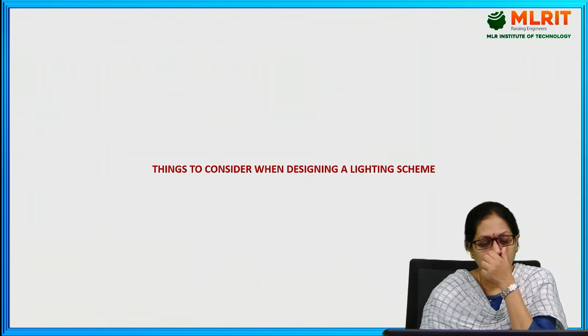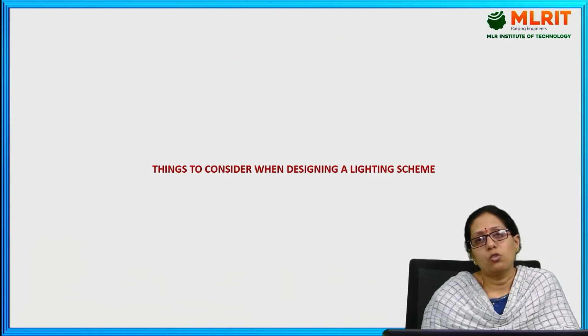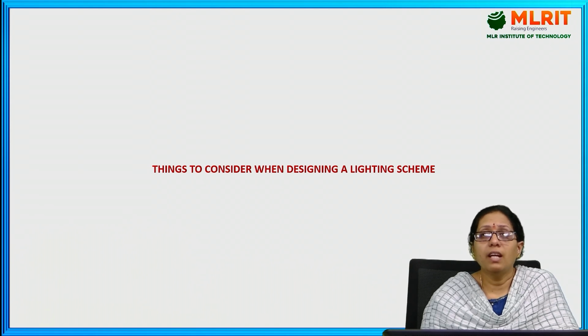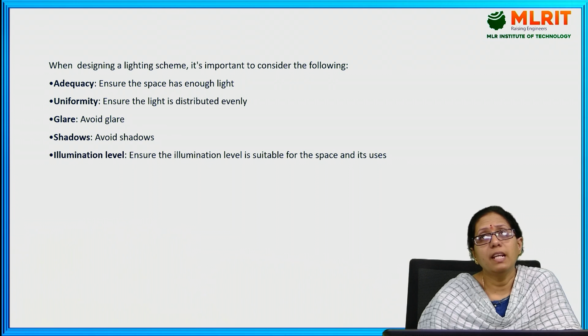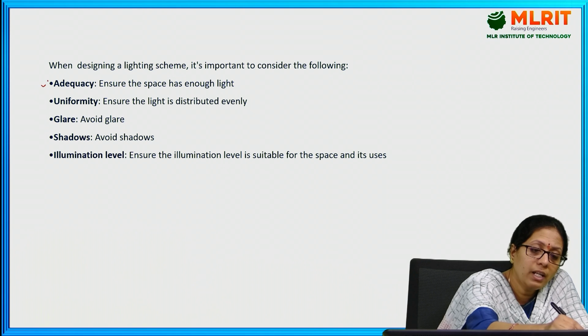Next, these are the different things to be considered when designing a lighting scheme. When designing a lighting scheme, it's important to consider the following. The first one is adequacy.